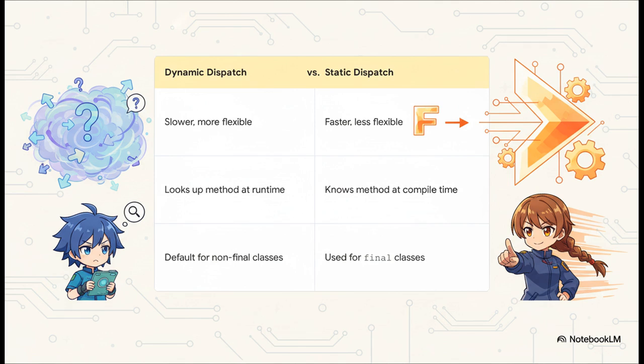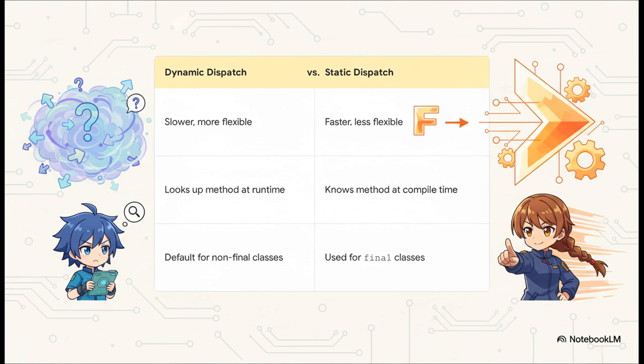But when the compiler sees a final class, it has a eureka moment. It knows for a fact that those methods can't be overwritten, so it can switch to something called static dispatch. This means it figures out the exact function to call when you compile the code, way before it ever runs. No lookup needed, it's just faster, and it opens the door for the compiler to do all sorts of other cool optimizations.